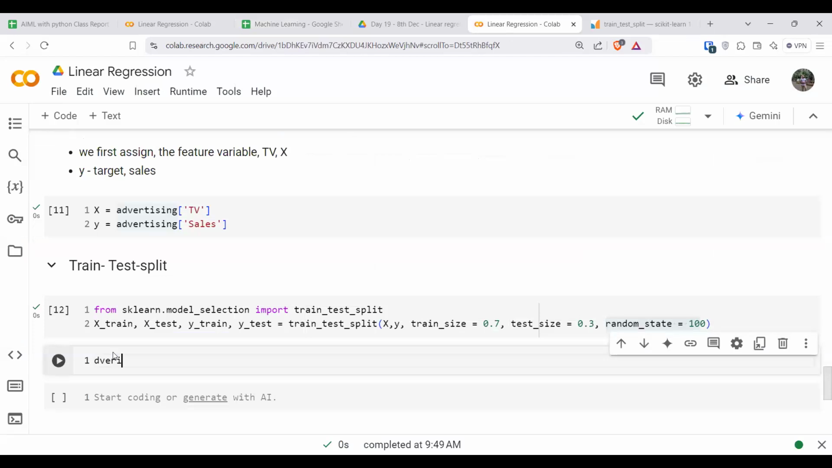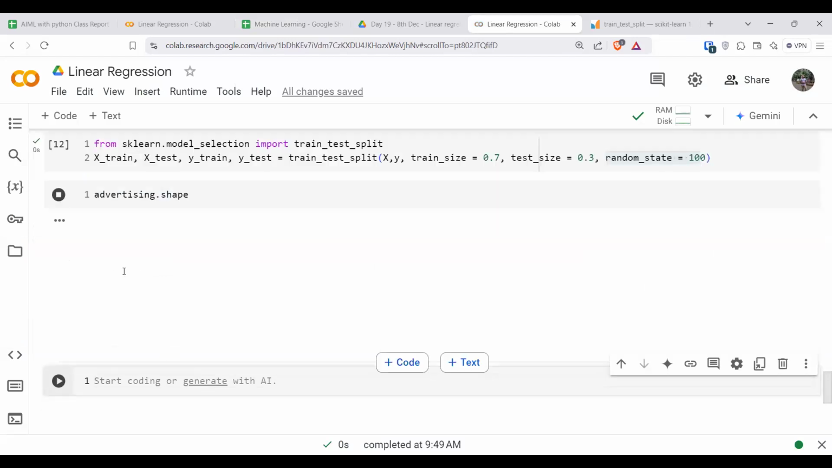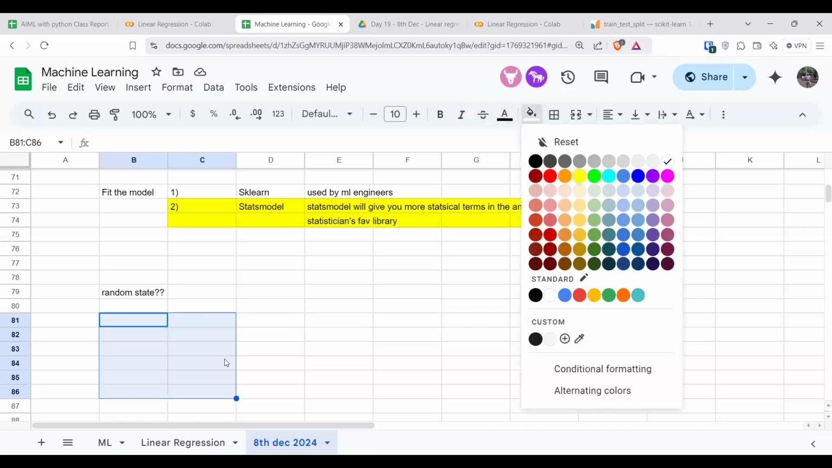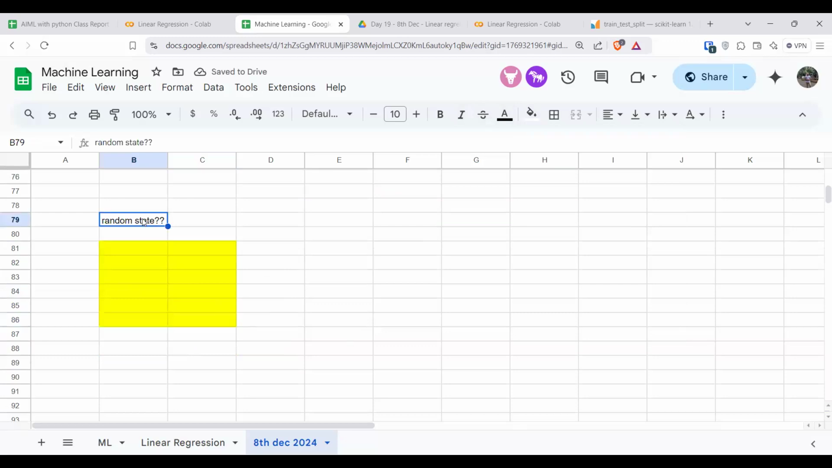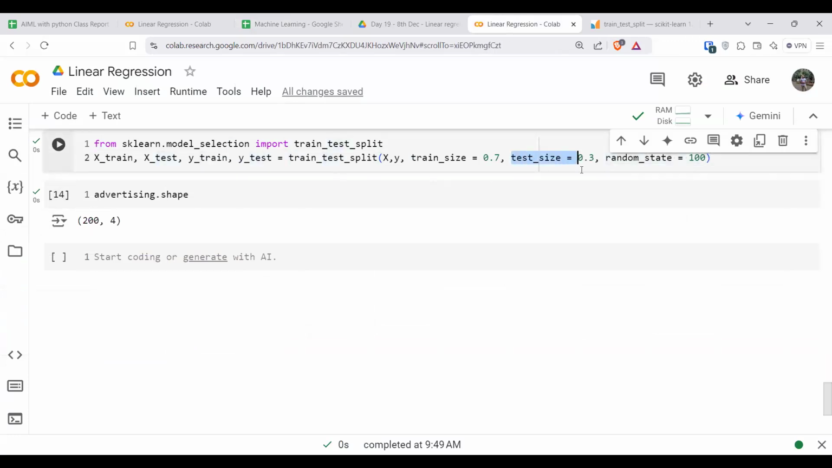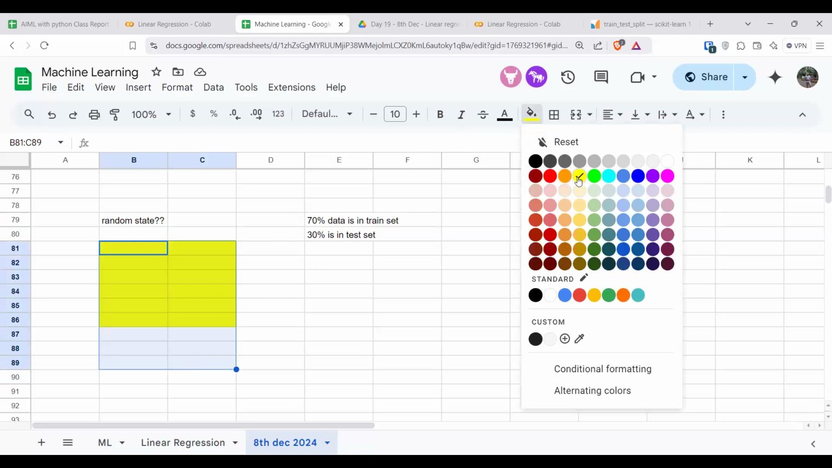So if you just check the shape of the data, not the head, you'll find that we have 200 records. Suppose this is your data in which you have 200 records. Now, if you don't specify the random state, it will not save a specific combination of train and test. For example, here test size is 0.3, train size is 0.7, so I can say 70% data is in the train set and 30% data is in the test set. Suppose these are 1, 2, 3, 4, 5, 6, 7, 8, 9, 10.